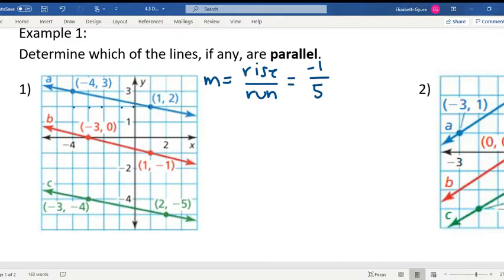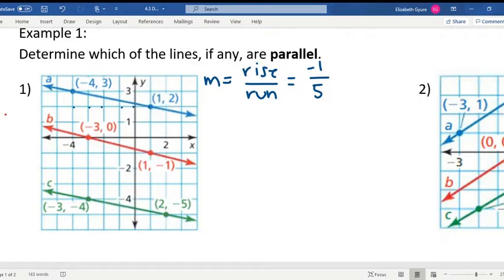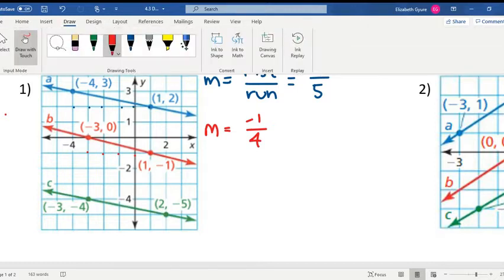So now let's check the red line. Okay, so the red line, we're on line B. Let's count that one out. From the left to the right, would I count up or down? Down how many? 1. So my rise would be -1 again. And then let's count to the left or to the right? To the right. 1, 2, 3, 4. Are those lines going to be parallel? No, but let's check the green one too.